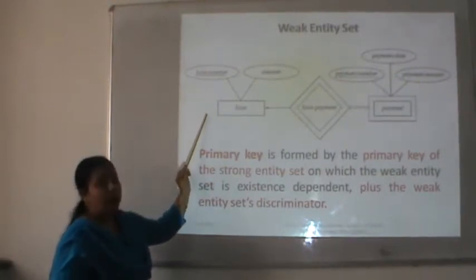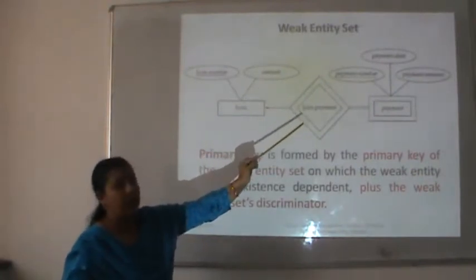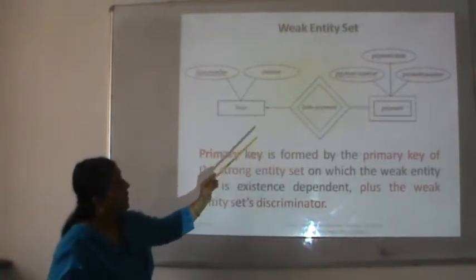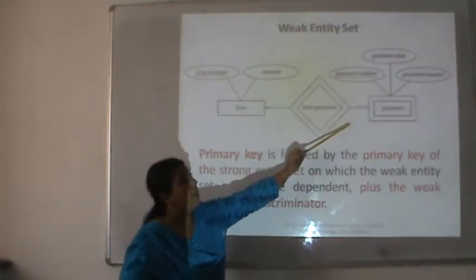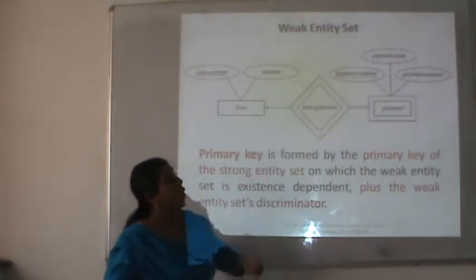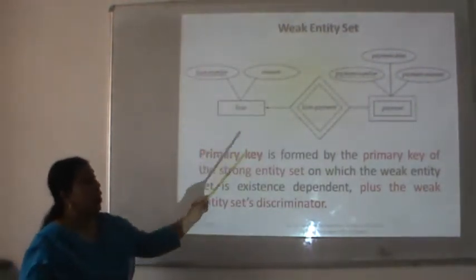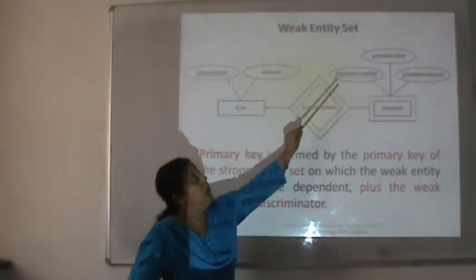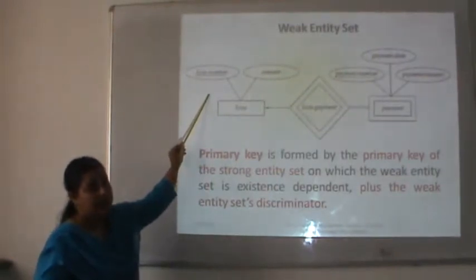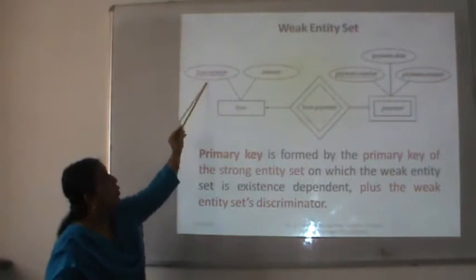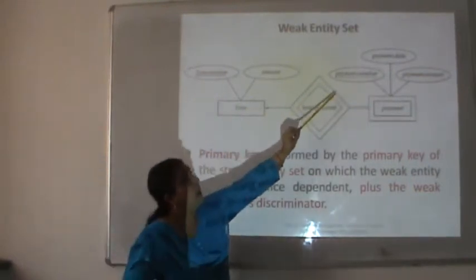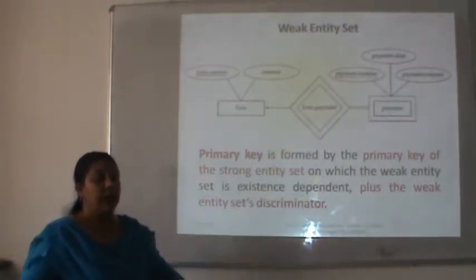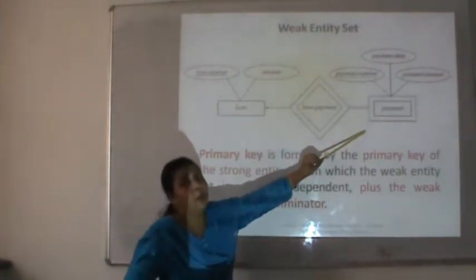Now, a particular loan number will be paid through a payment number by a particular date, and a particular amount must have been paid. So here, payment number is the partial key, or we also call it the discriminator. So the primary key of the payment is formed by combining the partial key with the primary key of the strong entity set. Primary key of the strong entity set loan is loan number. It is combined with the partial key of payment, that is payment number. So loan number plus payment number becomes the primary key of the weak entity set payment.